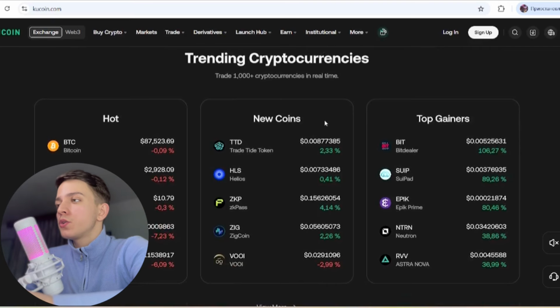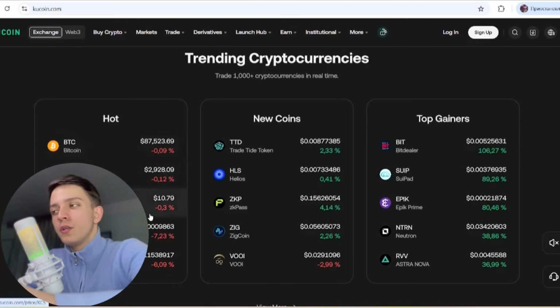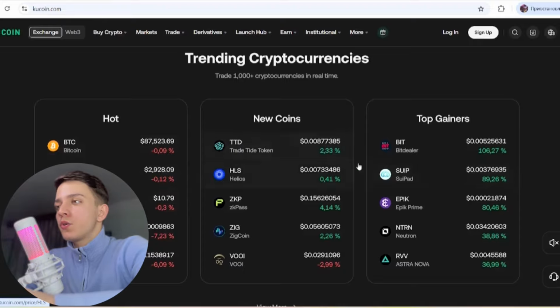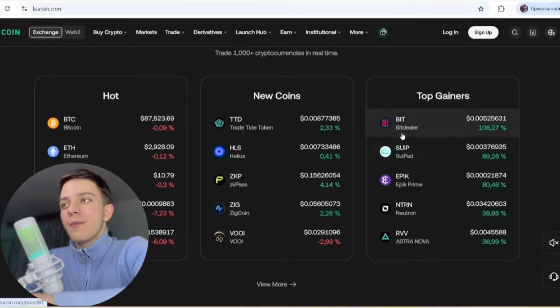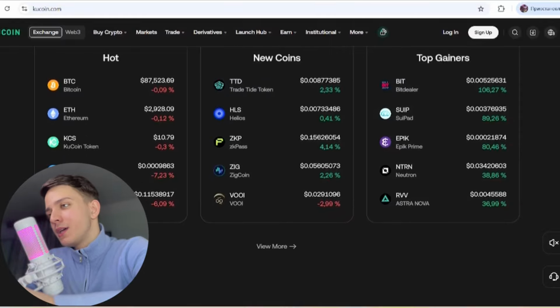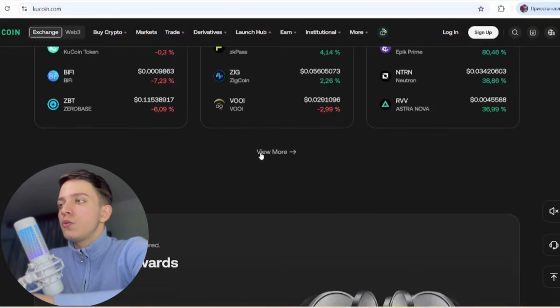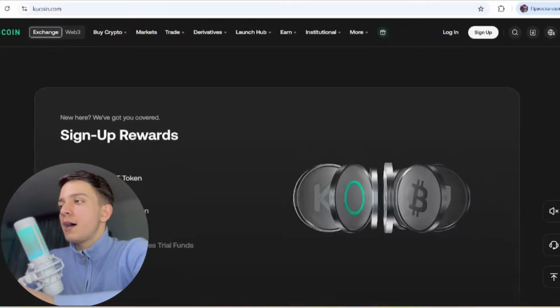So trading cryptocurrencies, as you can see, first of all is Bitcoin, and there is Ethereum, KuCoin token, and etc. New tokens which were recently added. Here you can see top gainers, for example DYOR is up more than 100%, and this is a big achievement. There you can view more, and the sign up reward.